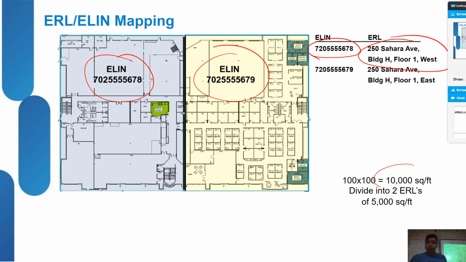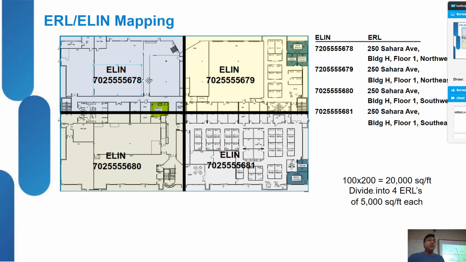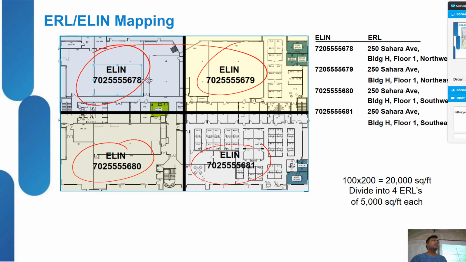So 10,000 square feet is divided into 2 ERLs, 5,000 square feet each, because the maximum should be 7,000. If you have 20,000 square feet, you will have 4 ERLs, and each will have a different location. If this is a very big floor, you can put a label like southeast, northwest, blue. So when an emergency responder comes into the room, they know where they are.